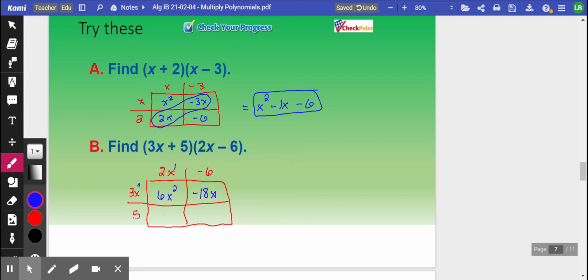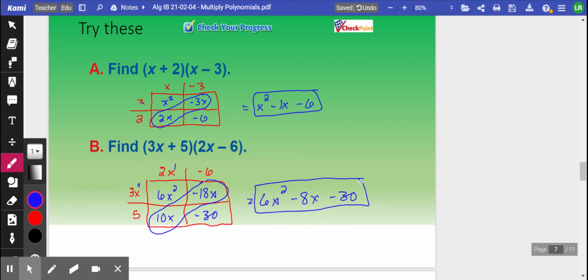Done with the 3x, down with the 5. So 5 times 2x, that's 10x. 5 times negative 6 is negative 30. Add my like terms. I'd have 6x squared. We're adding these two like terms. 10x plus negative 18x is negative 8x minus 30.